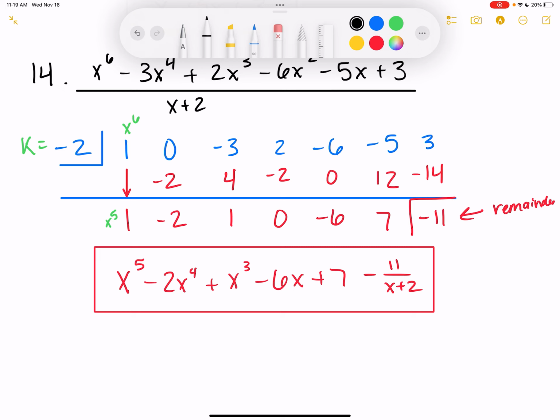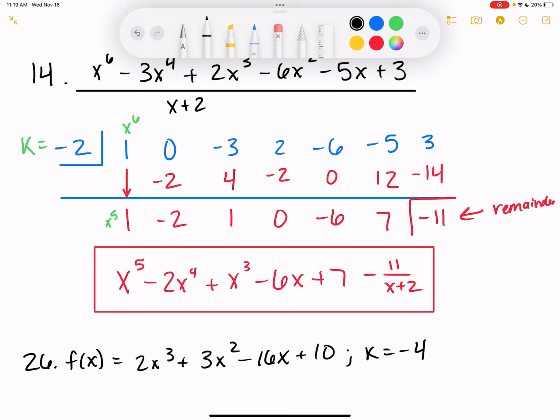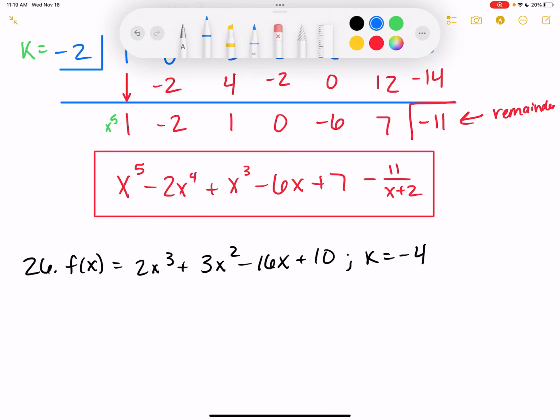So 26, we have f of x equals 2x cubed plus 3x squared minus 16x plus 10, and k is equal to -4. So -4 is going in our box because that's already been basically solved for us. And then we just copy down the numbers. Nothing's missing. So 2, 3, -16, and 10.